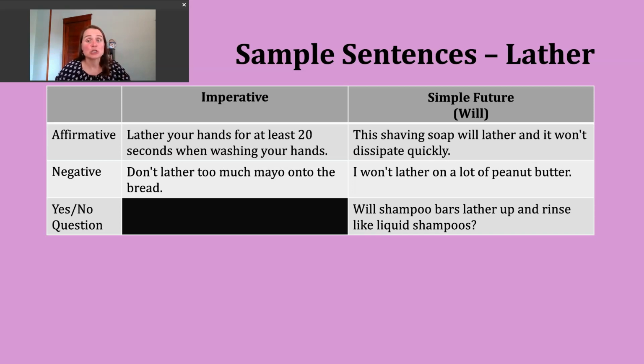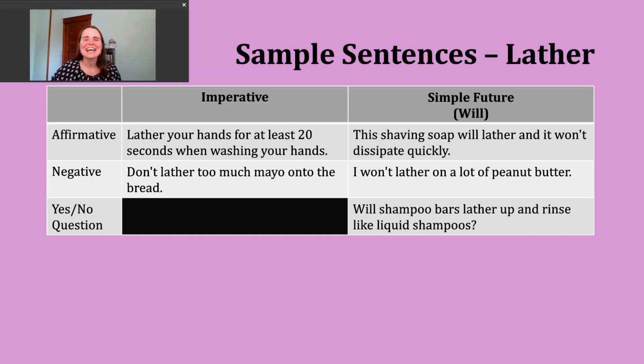Here's my first example. This shaving soap will lather and it won't dissipate quickly. So this might be a type of promise. We might hear lather used in connection to shaving different parts of one's body, right? So here, this might be a particular promise for a particular product, right? We're going to get a lot of that white kind of foamy bubbles, and those bubbles won't kind of disappear quickly.